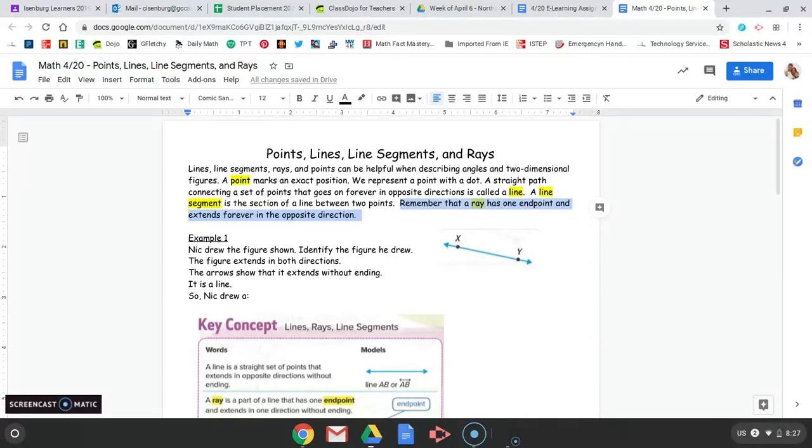So think about it. We talk about the rays of the sun shining out. The sun doesn't shine back on itself. Its rays only shine out onto other things. So a ray only shines in one direction.